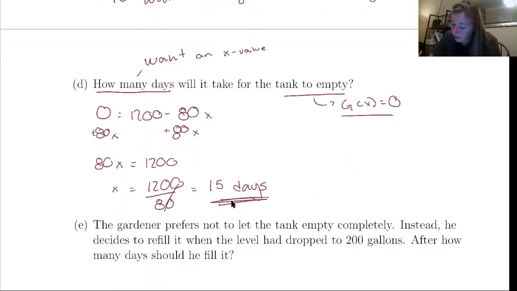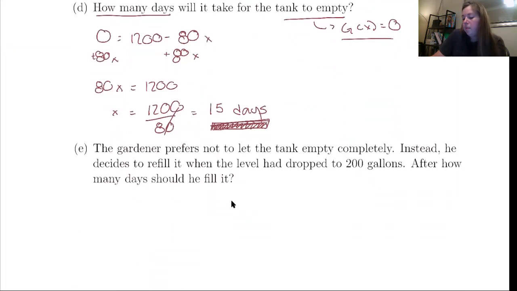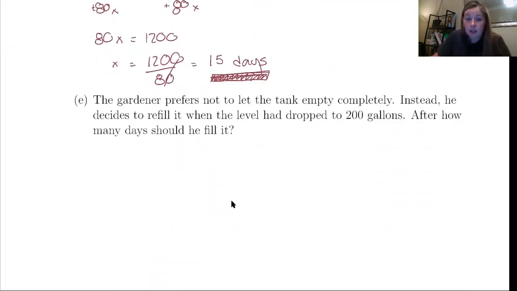Okay. So that's how long it takes. So it takes 15 full days, and that's if he just runs it till empty. But if you've ever driven a car, you don't really ever want to go on empty, right? Especially when you're watering, your water might not come out all the way. It might get stuck at the bottom. So the gardener prefers not to let the tank empty completely. Instead, he decides to refill it when the level has dropped to 200 gallons. After how many days should you fill it?